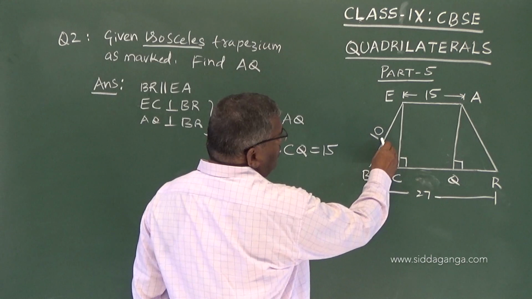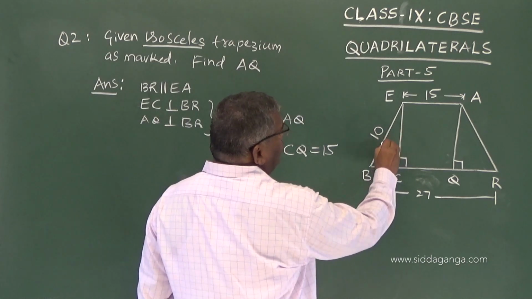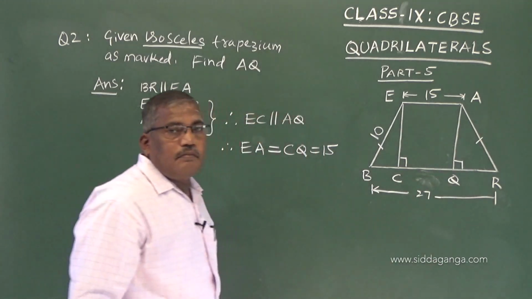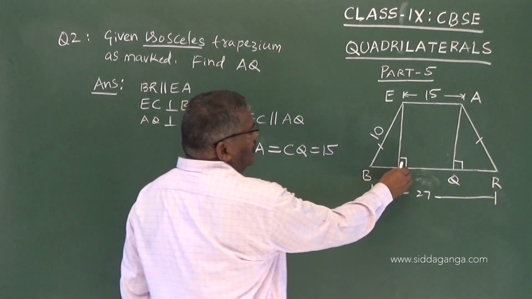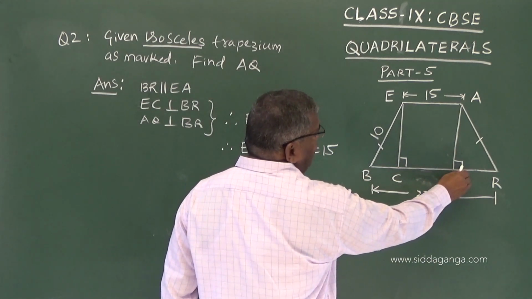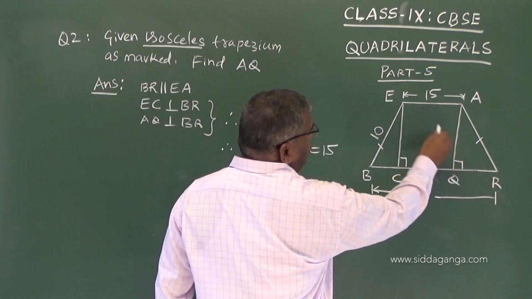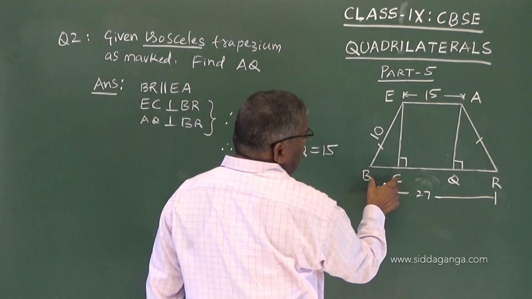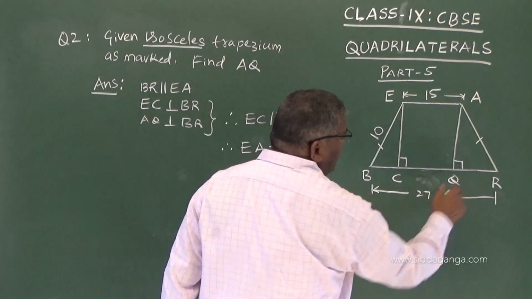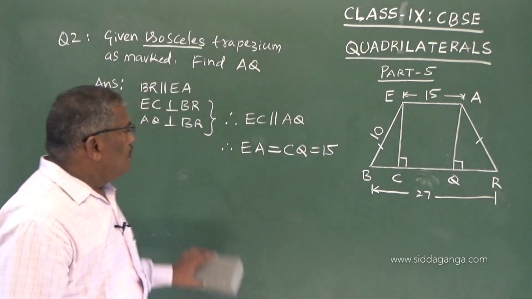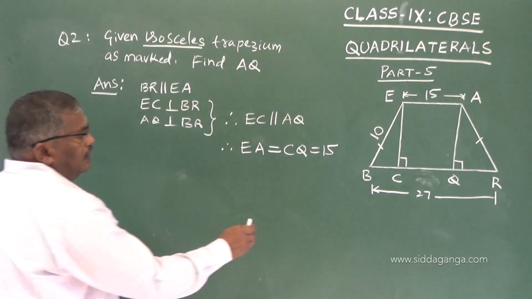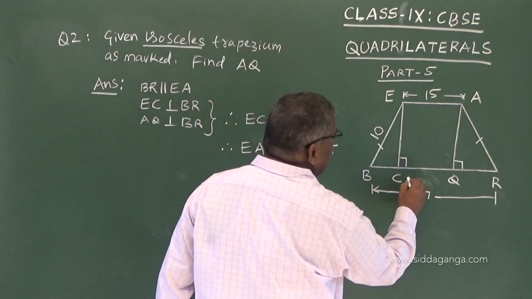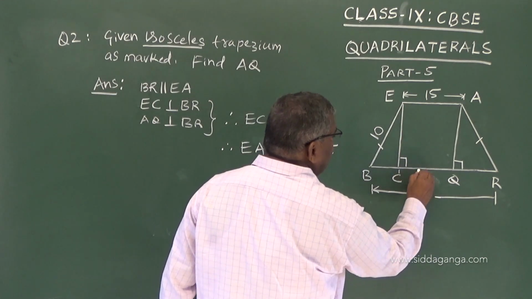Now, because these two are equal, this is isosceles. This is 90 degrees, 90 degrees, and because it is an isosceles trapezium, we have to calculate BC and QR. So therefore, see, 27 minus 15, this is from here to here, this is 15.